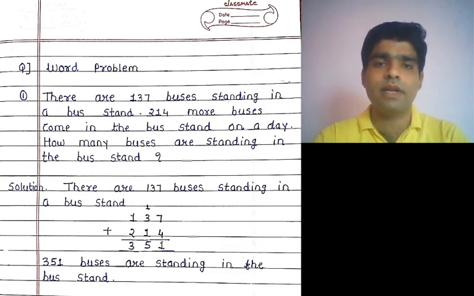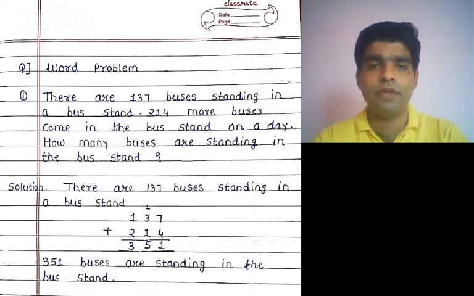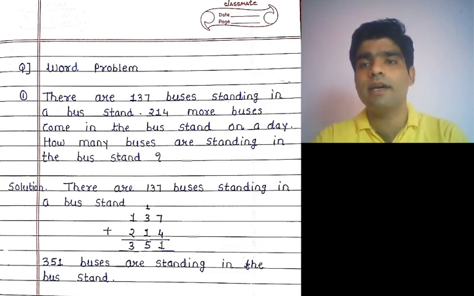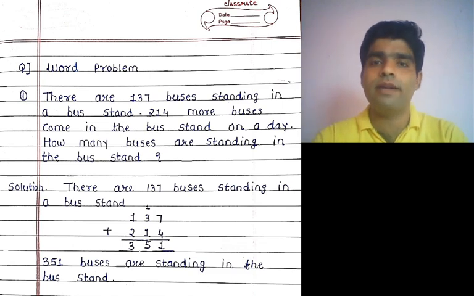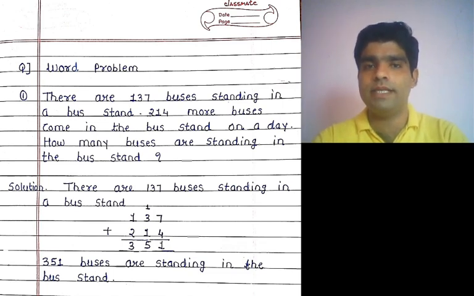Okay, first of all, write down the given condition. Your given condition is what? There are 137 buses standing in a bus stand. Okay, this is a given condition. And the next given condition is what? 214 more buses come to the bus stand. Okay, it means that 137 is added with 214.